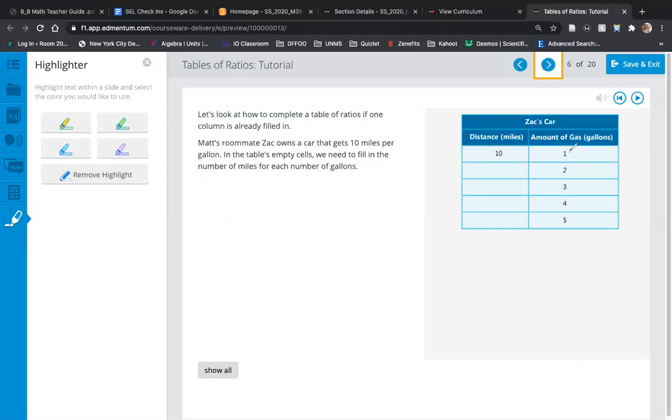So anytime we increase, this here tells us what to do. For every 1 gallon of gas, so right now I'm adding 1 gallon of gas, I need to increase by 10 miles. Which number are you referring to, Anthony?